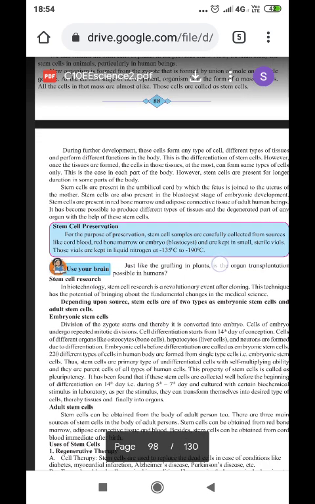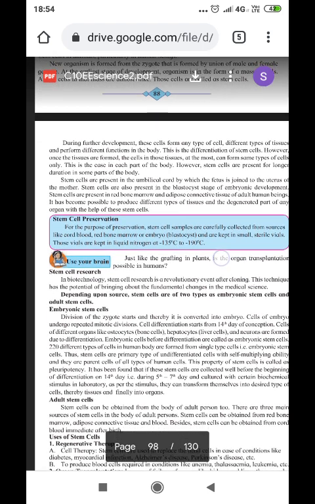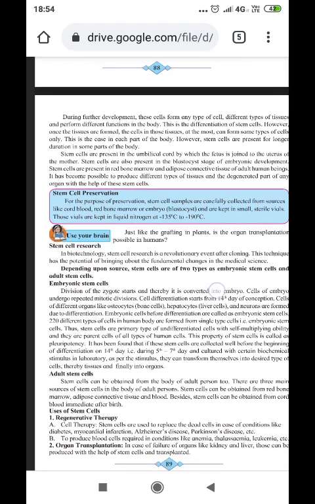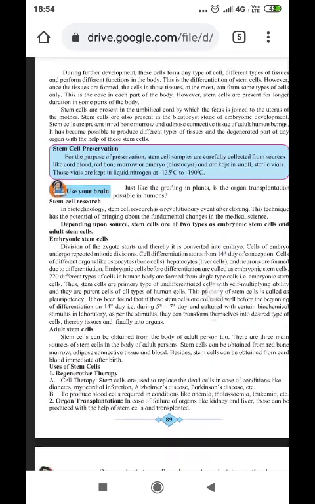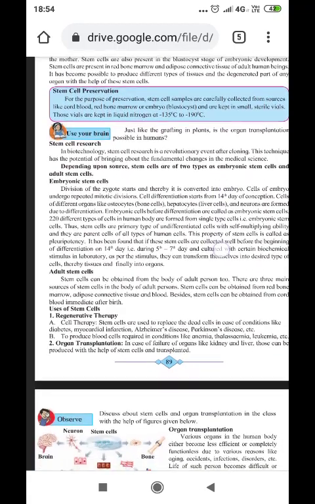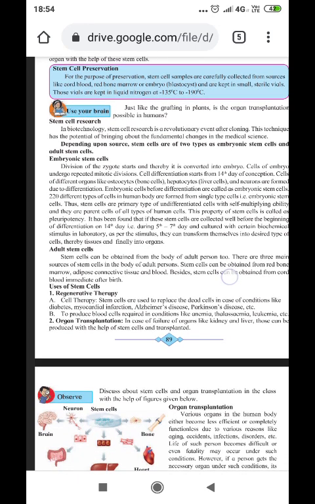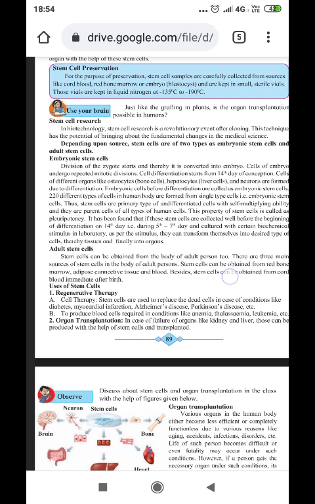At the earliest stage of development, the organism is in the form of a mass of cells. All these cells in the mass are almost alike. Those cells are called stem cells. Now, next page, two paragraphs have been eliminated from the syllabus. So directly we will move to stem cell preservation.